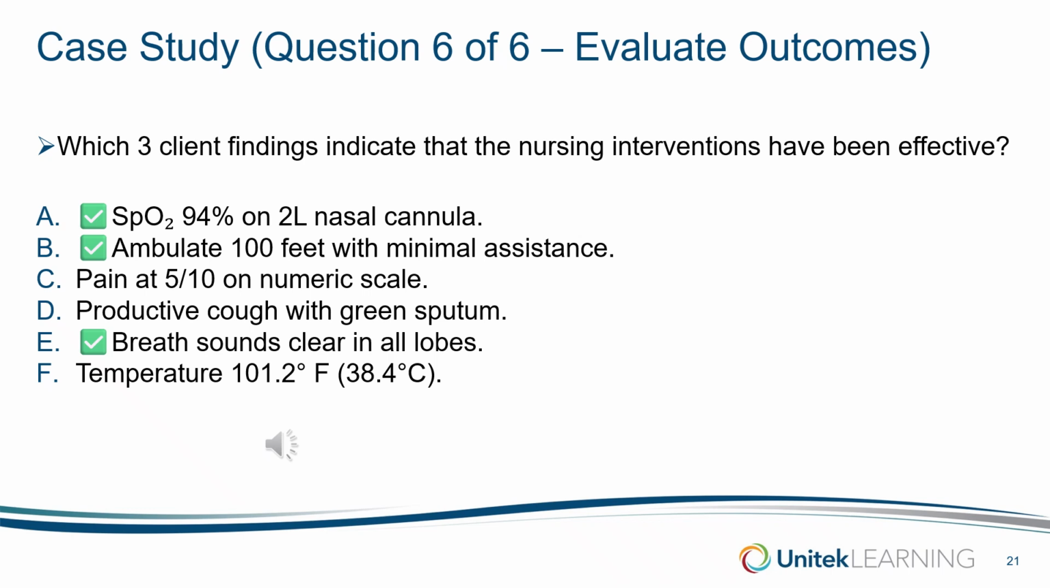Pain at 5 out of 10, productive cough with green sputum, or a temperature of 101.2 all indicate client findings that are the same or have worsened. Remember, in evaluating outcomes, we are looking for things that show improvement in our client conditions.